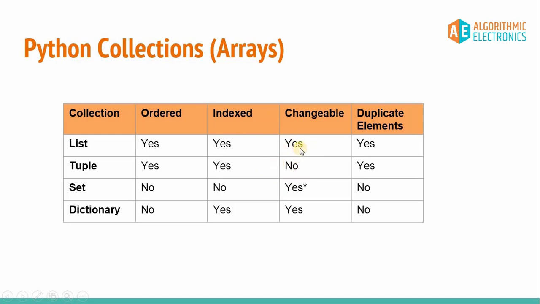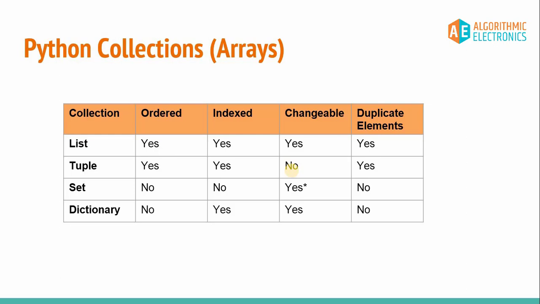Secondly, the tuple is not changeable. That's the only difference between list and tuple. The list elements are changeable, but tuple elements cannot be changed. What do I mean by this? When I say the tuple is not changeable, number 1, you can't add additional elements to a tuple. Number 2, you can't delete or remove a particular element from the tuple. And number 3, you can't change the value of a particular element in the tuple. These are the properties which make a tuple unchangeable.